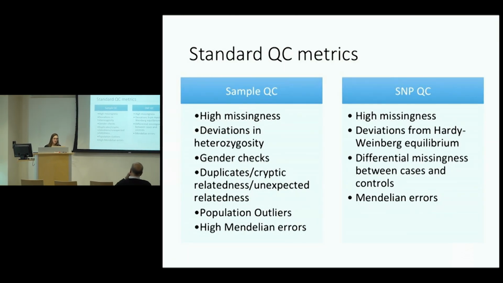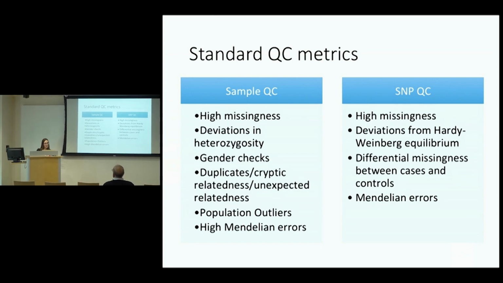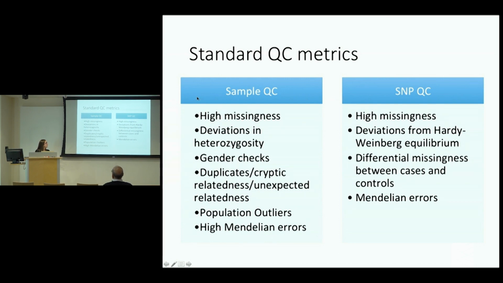So here are some of the common QC metrics that are undertaken, where we do both sample QC and SNP QC. For sample QC, we typically look at missingness and deviations from heterozygosity. We'll check to make sure the genetic sex matches the sex that's provided in the phenotypes. We look for duplicates, and cryptic relatedness, meaning unexpected relatedness between individuals. We could look for population outliers, people who don't fit with the ancestry we're expecting. And then if we have family data, we can look for Mendelian errors within the data.